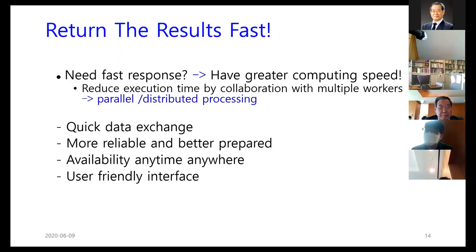We hope our search result comes back very fast, so we need a very fast response. For that purpose, the company should have a very fast machine to support the user's need. So they reduce the execution time by collaborating with multiple machines together. Naturally, parallel or distributed computing machines are needed. That helps give quick data exchange, more reliability, and better preparedness for any situation. It gives availability anytime and anywhere, and usually they also provide user-friendly service so that it can be used without knowing what's going on in the computer.